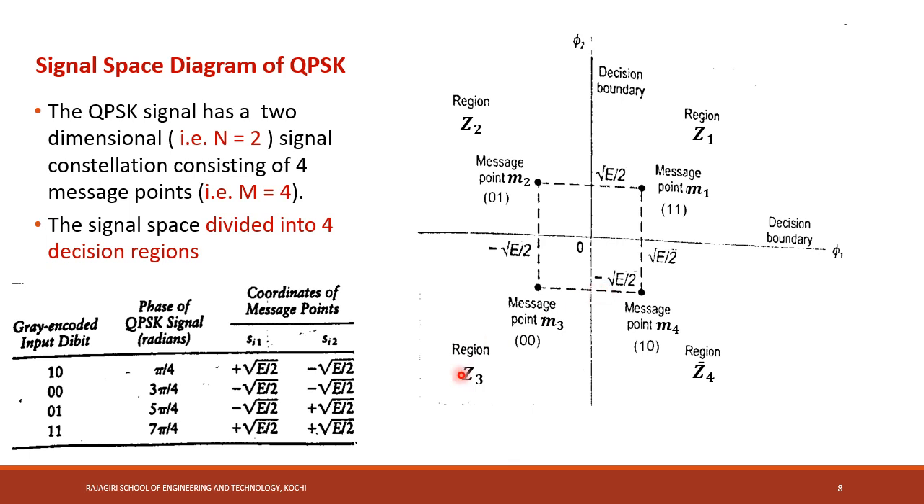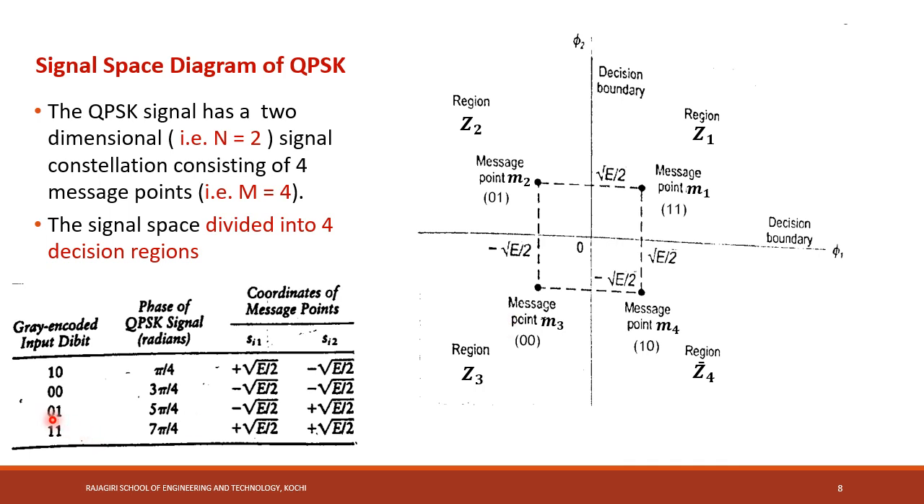Similarly, consider the next symbol, 0, 0. The coordinates of the message point are minus root E by 2, minus root E by 2. So this is the message point M3 corresponding to 0, 0.